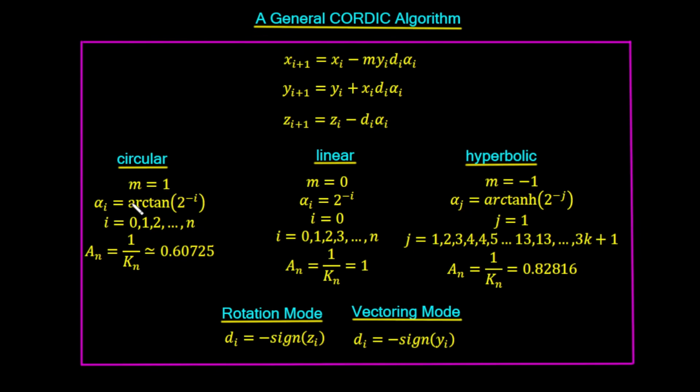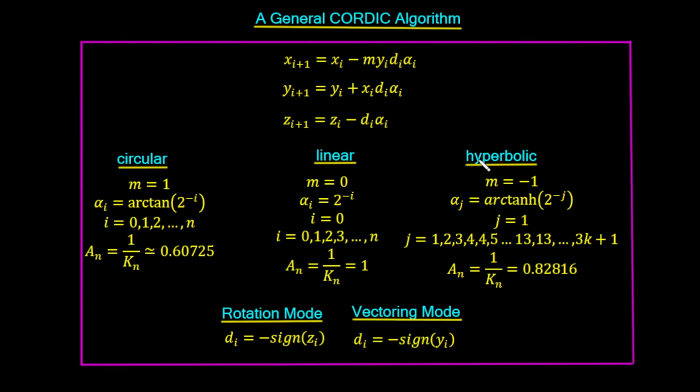Now also in the circular mode we start off with i equal to 0, 1, 2 all the way up to n. We have our scaling factor here, which is A_n, which is 1 upon K_n, which is approximately equal to 0.60725. And in the linear mode, our A_n scaling factor is 1 upon K_n, and that is fixed at the value of 1. And again, i runs from 0 all the way up to n.